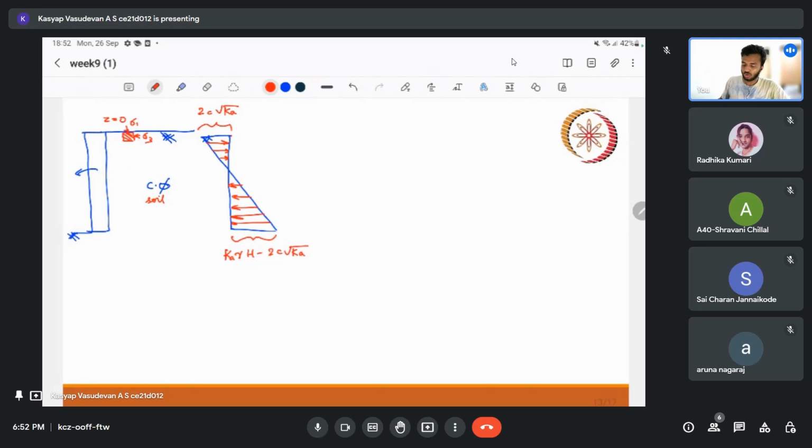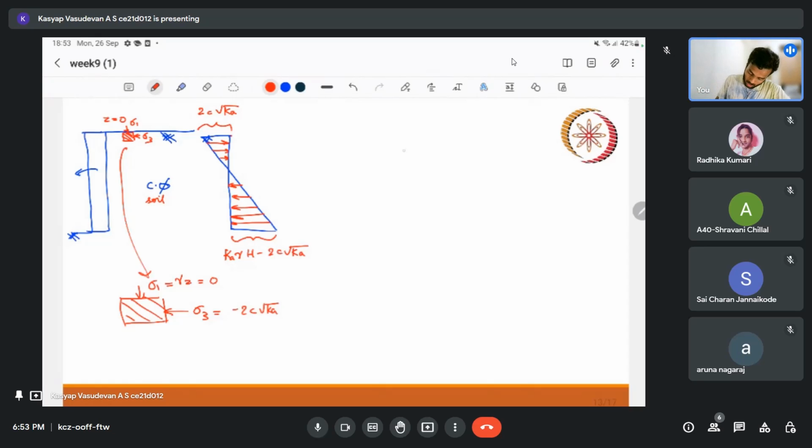So we know that in active case, my vertical stress is sigma 1. So I'm just drawing this here. So in my element, I have sigma 1 and sigma 3. Sigma 1 is nothing but gamma z, that is 0, since z is equal to 0. Sigma 3 is nothing but, at the top, we have minus 2c root k.